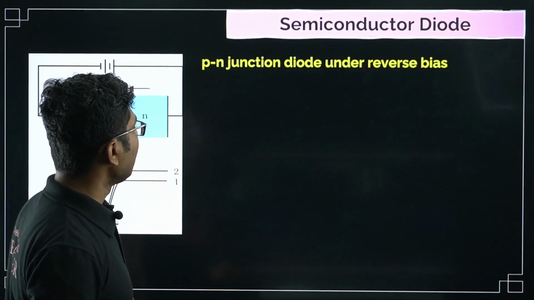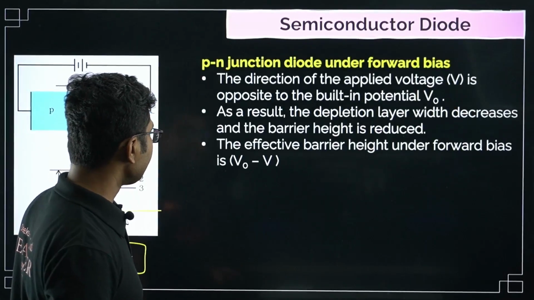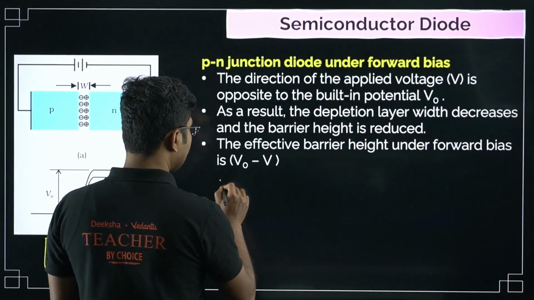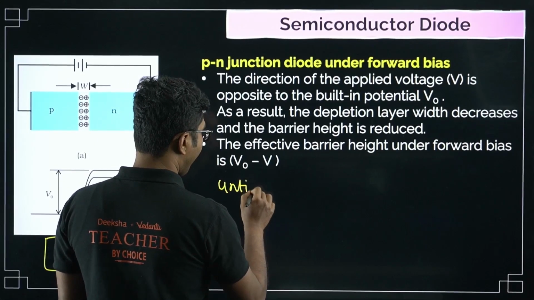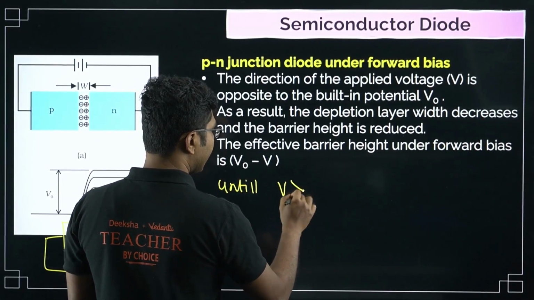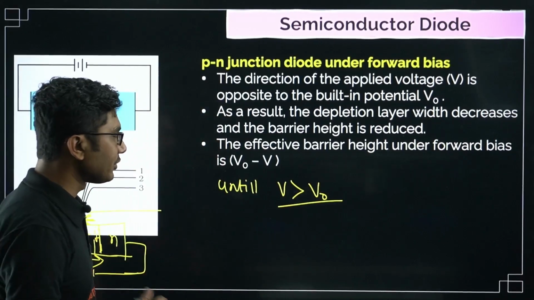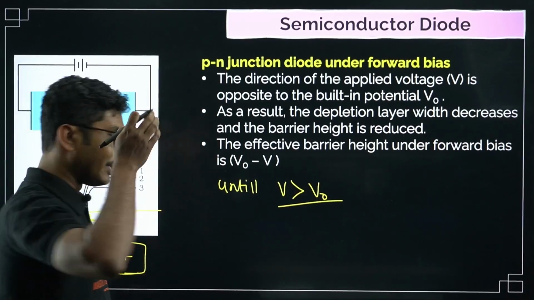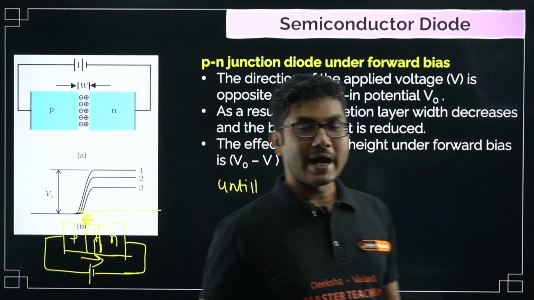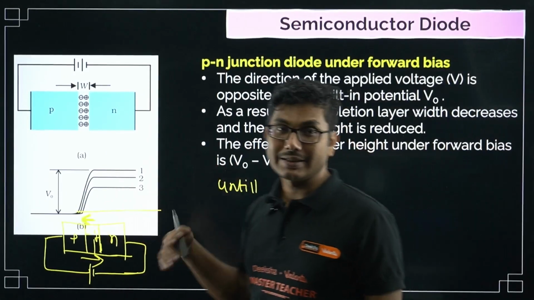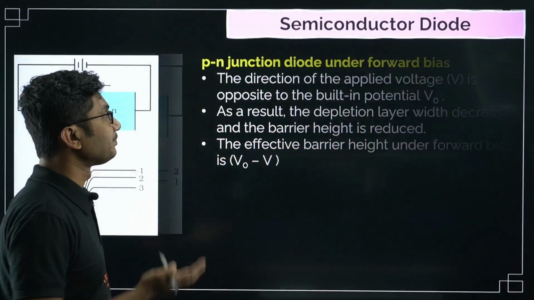Okay, so I think that was not mentioned. So V0 by V0 until V is greater than V0. When V is greater than V0, the potential difference is 0, the barrier potential becomes 0, and it is forward biased, so current will pass through the circuit.